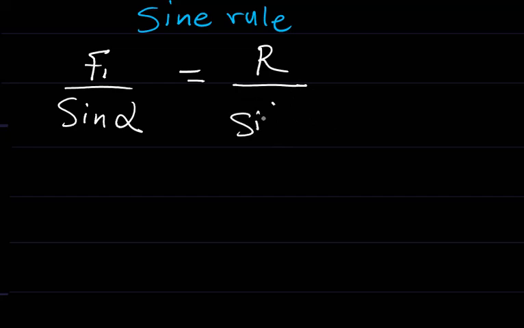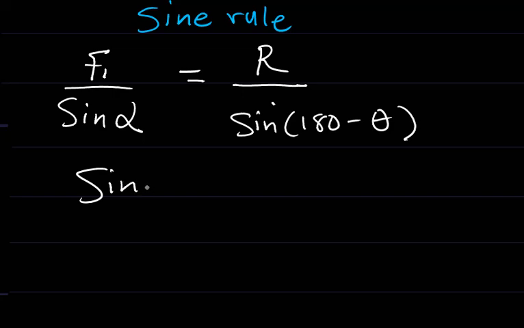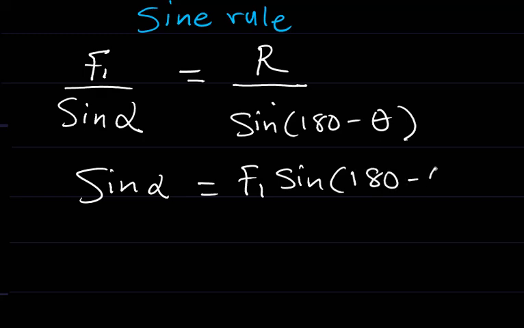Don't forget sine 180 minus theta. Okay, so from here now, we can actually make sine alpha the subject. Sine alpha is going to be equal to F1 multiplied by sine 180 minus theta, then of course divided by the resultant.